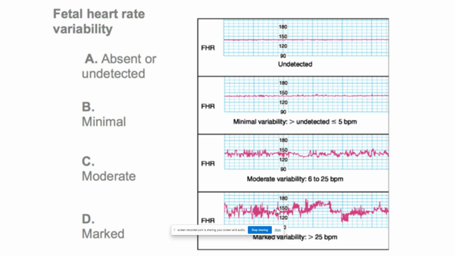Now, just so you know, in the normal fetus, there is an interplay between the sympathetic, which is what we would call an acceleration, and the parasympathetic, which would cause deceleration, which would be a decrease in the heart rate. So those nervous systems control the heart rate.